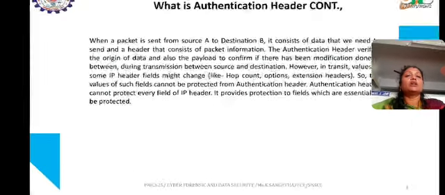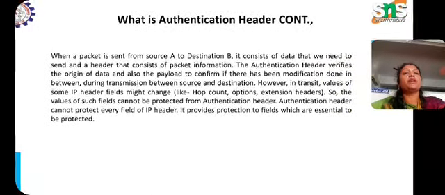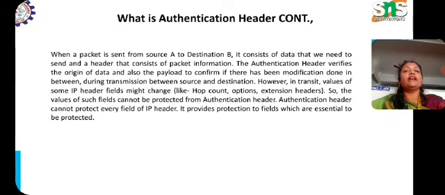So when a packet is sent from the source A to destination B, it consists of data that we need to send and a header that consists of packet information. So the authentication header verifies the origin of data and also the payload to confirm if there has been modification done in between during transmission between source and destination.